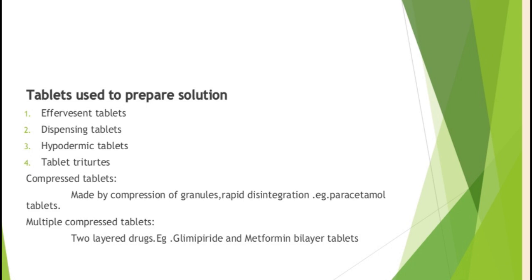Next, multiple compressed tablets. These are layered tablets composed of at least two layers. These two-layer tablets are used to separate physically or chemically incompatible drugs to produce repeat action or prolonged action products. What is meant by repeat action? Repeat action means the tablet releases an initial dose followed by a second dose. What is meant by prolonged action? Release of medication is slow. These tablets are made by the multiple compressed tablet method. Example, glimepiride and metformin bilayer tablets. These tablets are one of the diabetic tablets.